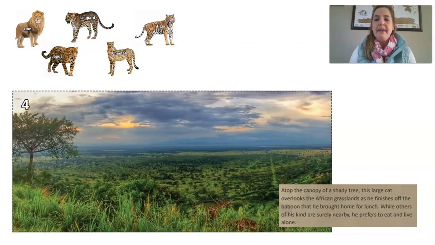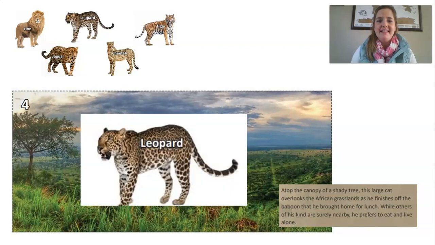Okay, atop the canopy of a shady tree, this large cat overlooks the African grasslands as he finishes off the baboon that he brought home for lunch. While others of his kind are surely nearby, he prefers to eat and live alone. Interesting. This one lives alone, not like a lion who lives in a pride. This particular cat prefers to live alone. It is a leopard. Did you know that? Very interesting. Okay, last one.